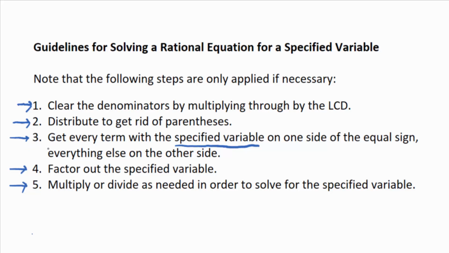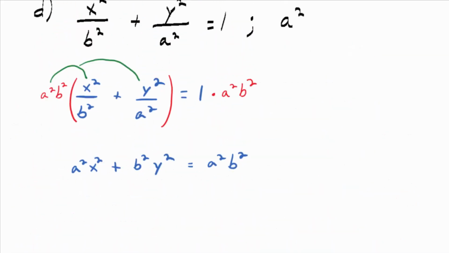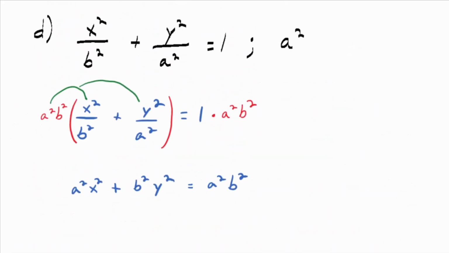Step 3 says get every term with a specified variable on one side of the equal sign. Okay, wait, let's go back and look. We're solving for a squared, how many terms do you see with a squared in it? I see 2 terms with a squared, so we should follow that step 3, right? And I think the easiest, since we have a squared b squared by itself on the right side, would be to get everything with a squared in it on the right side. So there's just one other term with a squared in it. It's this one, isn't it?